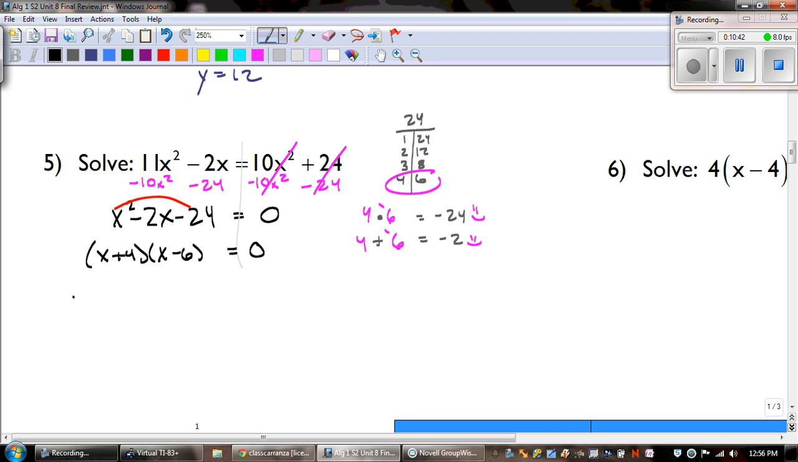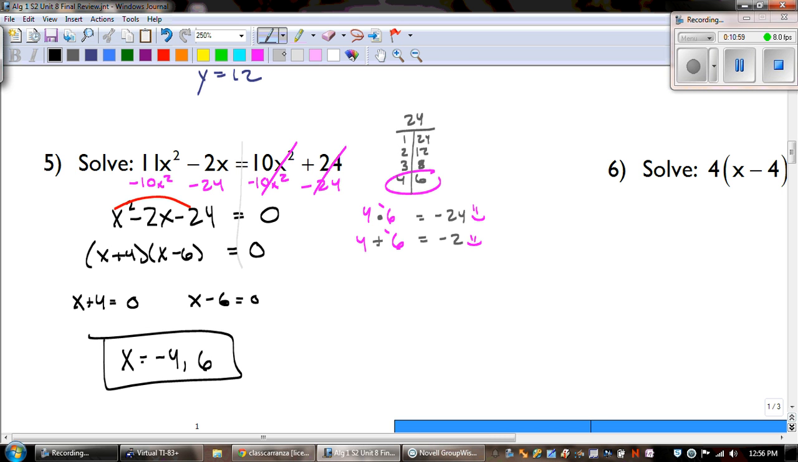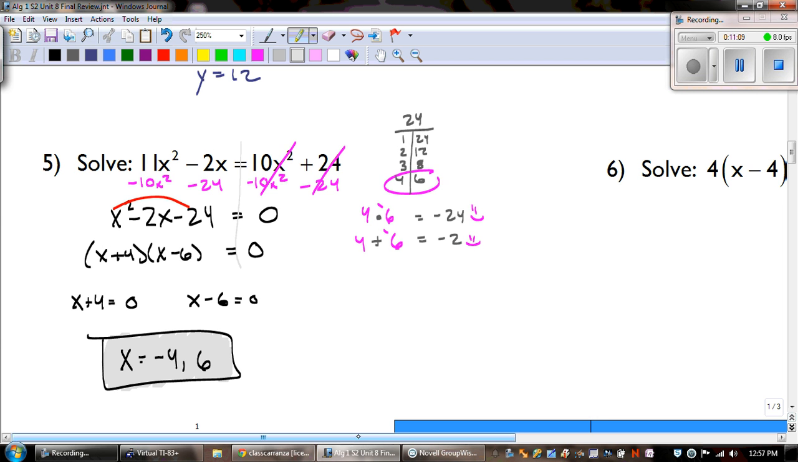And now when we're solving, everything with a variable gets set equal to 0. We talked about the shortcut where you just take the opposite. Okay, so we get x equals negative 4 and a positive 6. Doesn't matter what order we put them in? No, just know that in a test, they're going to be in order from least to greatest.